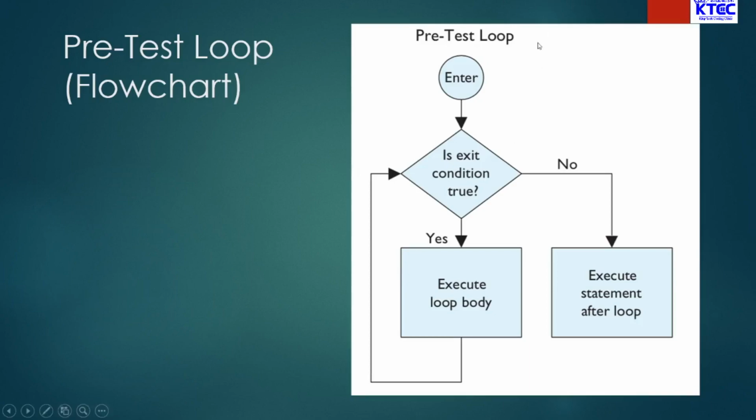So with the pretest loop, you prompt the user to enter an even number. I will check the condition before I display it. If it is even, display even, then you enter another even number again. As long as the user enters numbers that are even, keep entering.